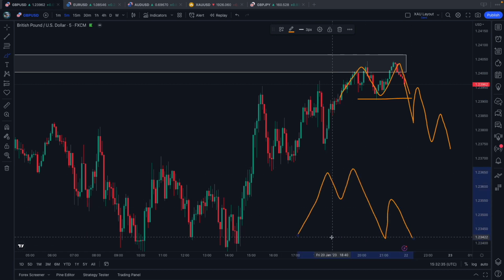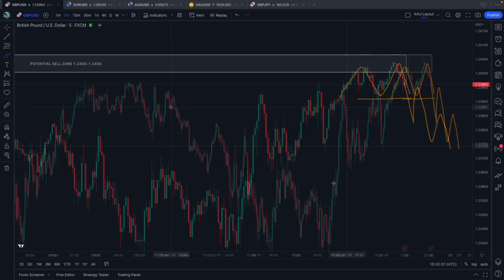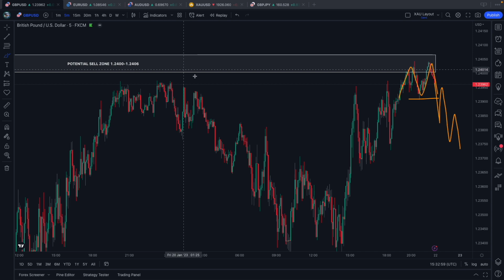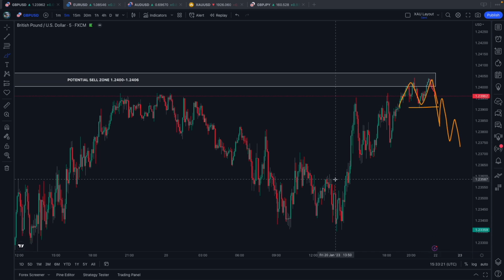Okay, so that's what we've been delivered with here so far. So to add to our bias and to our confluence, not only have we had price penetrate this potential sell zone, which is clearly holding a lot of supply, but we've seen good rejection, and we've also seen the deliverance of a candlestick pattern as well. So that's 3 pieces of confluence right there to add to our overall bias.